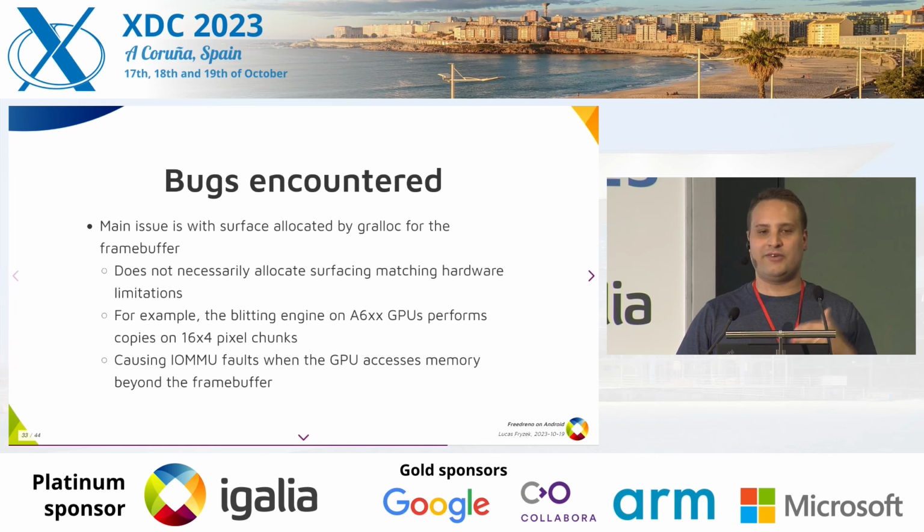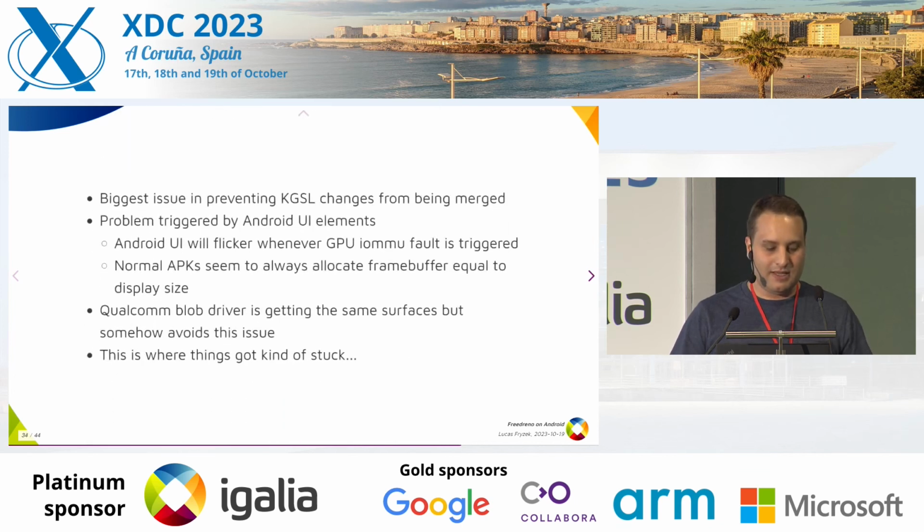Whenever something was rendering towards the bottom of the display, it would trigger an IOMMU fault, and a lot of the times that would stop the GPU from working or stall or cause flickering. So in my opinion, this is the biggest issue keeping my work from being worth upstreaming. As it stands right now, if you try to use it, the Android UI will frequently cause this problem I'm talking about and start flickering.